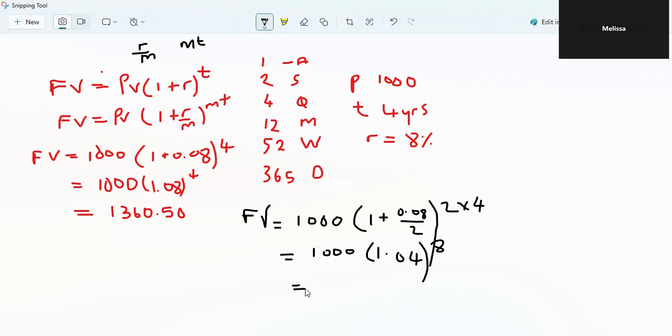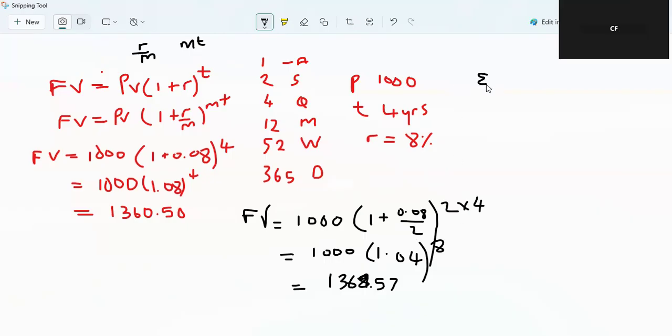All right, I have 1,369.57. Okay. Sorry, quarterly it's supposed to be 1,368.57. All right. So this is compounded semi-annually. Quarterly, you just put a 4 here and a 4 there.